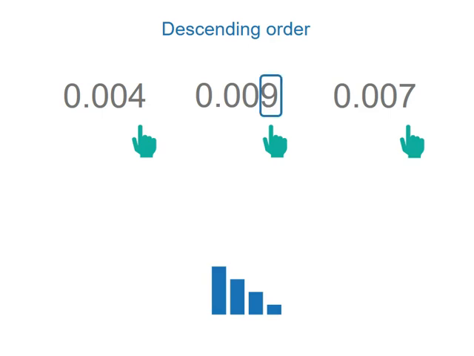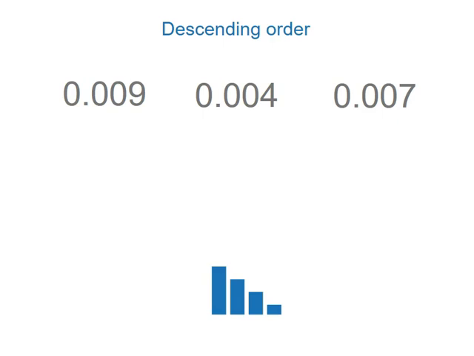We've got our 9 thousandths, which is our largest number. So we're going to swap that with our 4 thousandths, and 9 thousandths is now in the correct spot. Now if we look at 4 thousandths and 7 thousandths, remember we want descending order. So we want the next largest number in the middle there. So 7 thousandths actually goes after the 9 thousandths, and 4 thousandths goes last. So now our numbers go from largest to smallest.